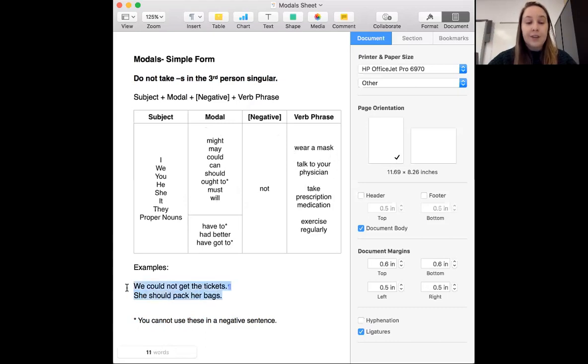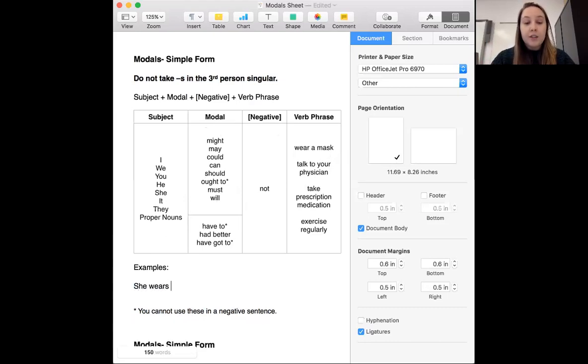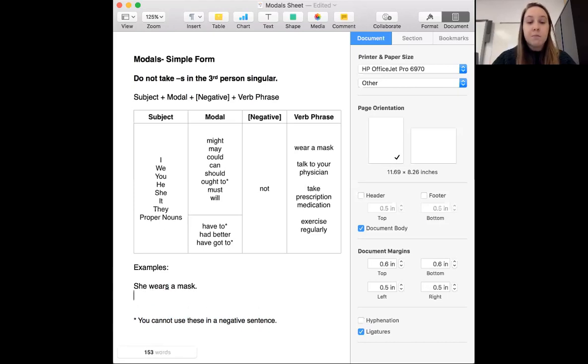So let's take a look at that. Without the modal, she wears a mask. You have this S here. But with the modal in there, we would say she should wear a mask. So that S does not happen. You're not going to conjugate these verbs at all. She should wear, no S, a mask. Okay?